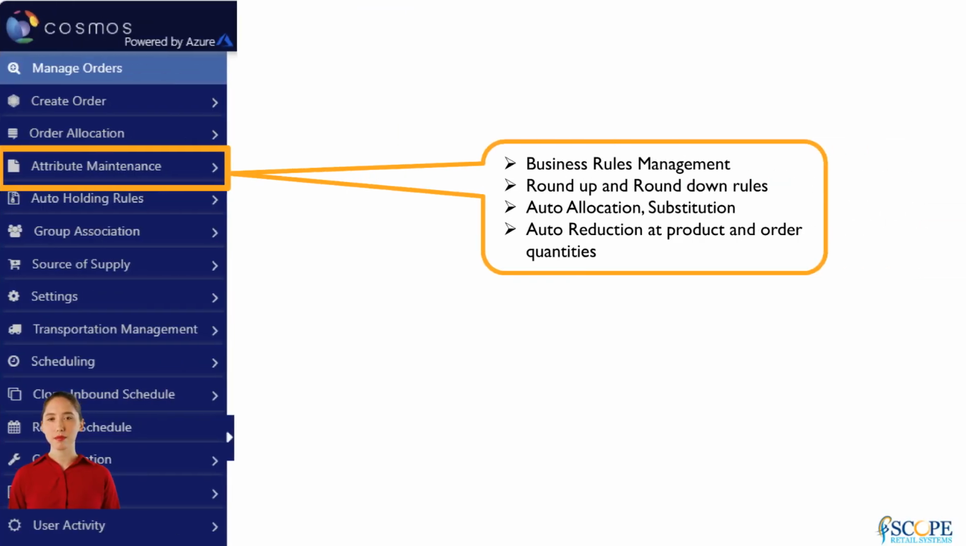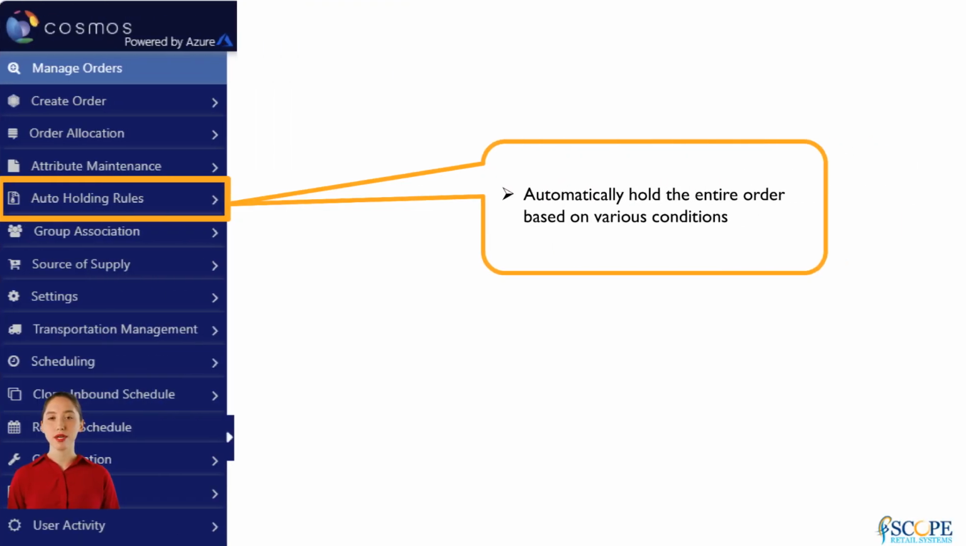A customizable business rule management feature. Create rules like pallet round up and round down. Restrict quantities for a specific product or entire order. Enable or disable auto-allocation and substitution for an order type. Auto-reduce or increase the quantities. Create rules to put a hold on orders. It is useful in case of disruption or when the supplier becomes unavailable due to unforeseen events like inclement weather.